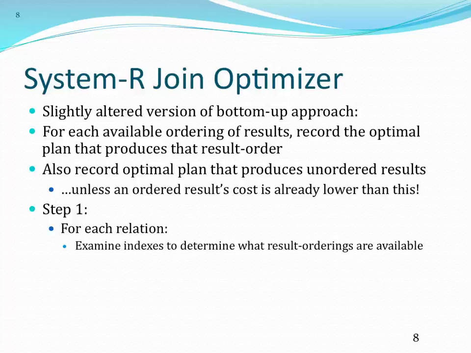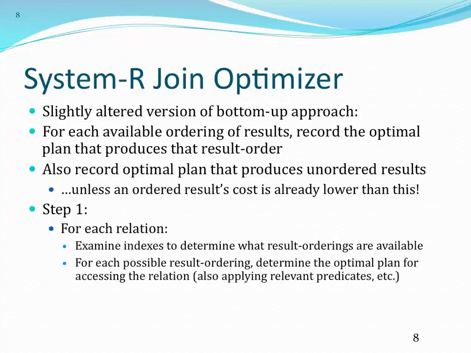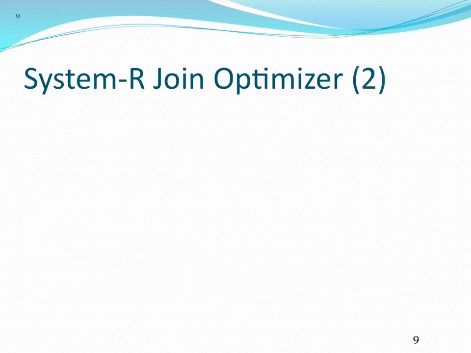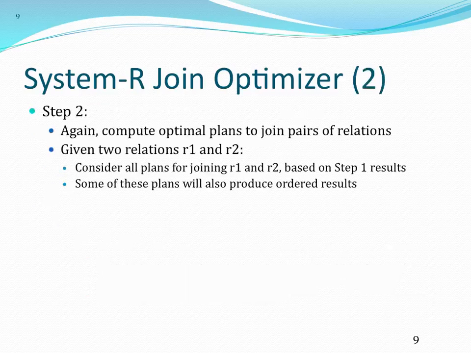Step one, for each relation, we look at the indexes to see what result orderings are available, and we generate results based on those things. So for each possible result ordering, we generate a plan for accessing the relation, applying whatever predicates we can as well. And we also generate a plan for unordered access, and if that's already more costly than something else we have, then we throw it away. So that's our first level. Now we know how to access each thing, but we also have some details about how to access things in interesting orders.